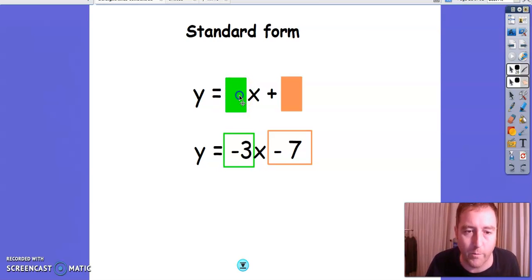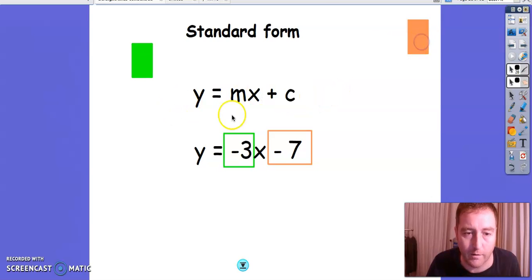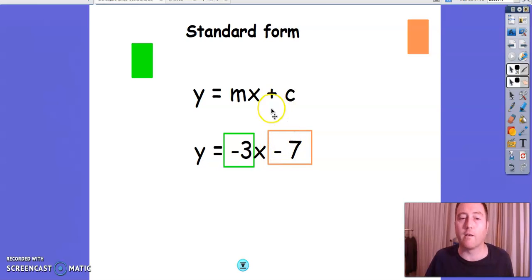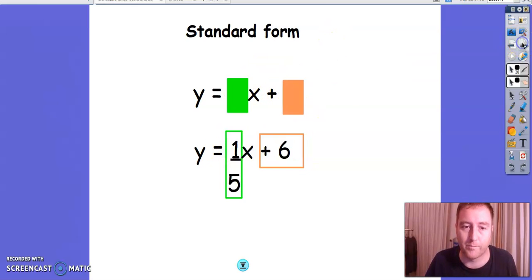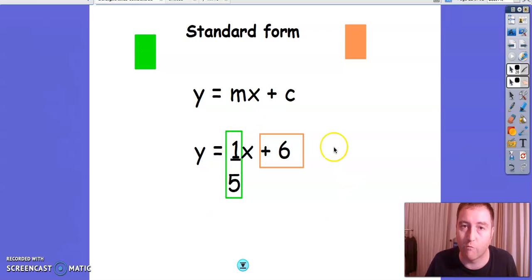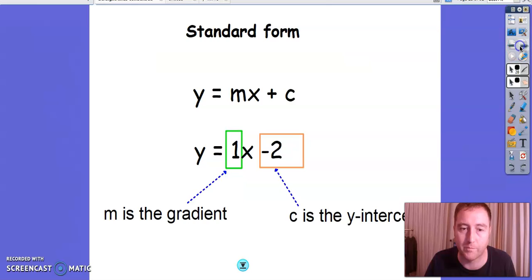So here's another example. The m value here is negative 3 and the c value here is negative 7. So just recognize that we have a constant number on the end and something we multiply x by. That's going to be m. This number in front of x is going to be m, and the one on the end is a constant. So here m is 1/5 and c is plus 6. Recognizing what's m and what's c in a straight line graph is very helpful.